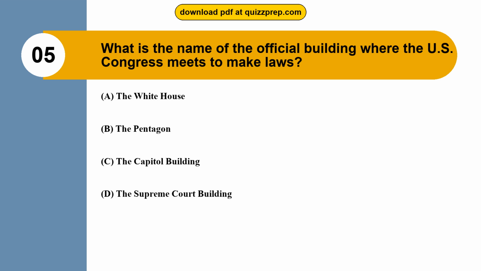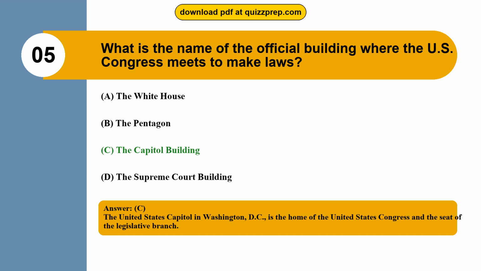Question 5. What is the name of the official building where the U.S. Congress meets to make laws? Option A. The White House. Option B. The Pentagon. Option C. The Capitol Building. Option D. The Supreme Court Building. The correct answer is option C. The Capitol Building. The United States Capitol in Washington, D.C., is the home of the United States Congress and the seat of the legislative branch.